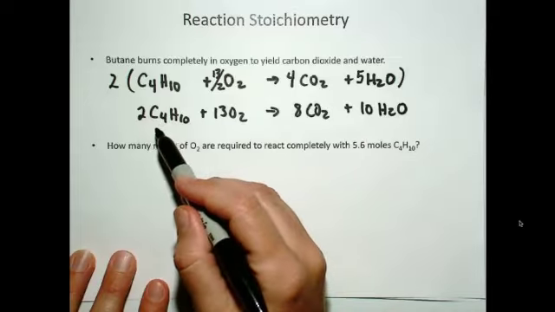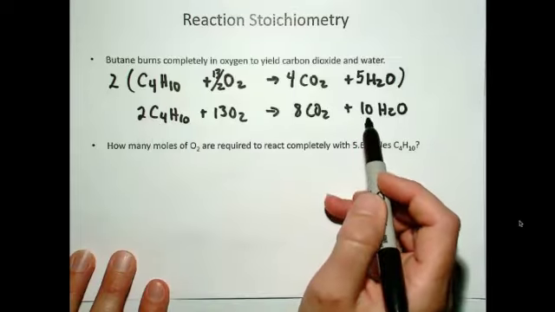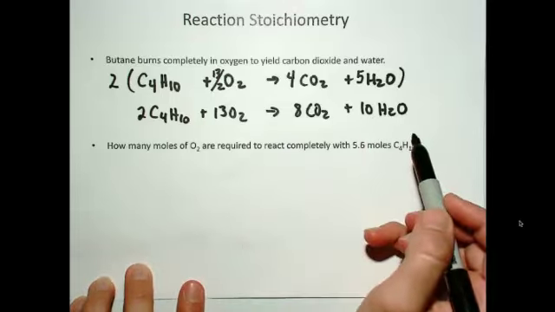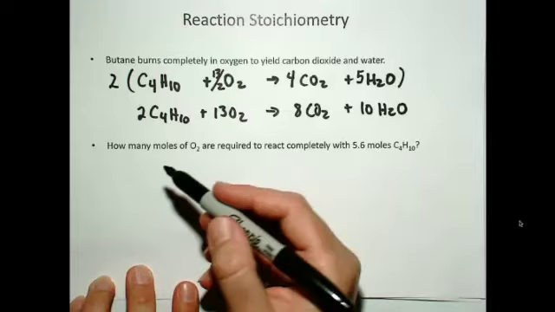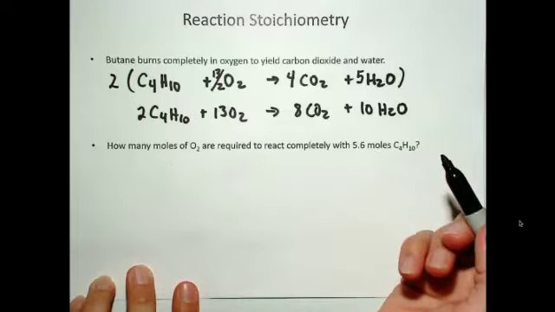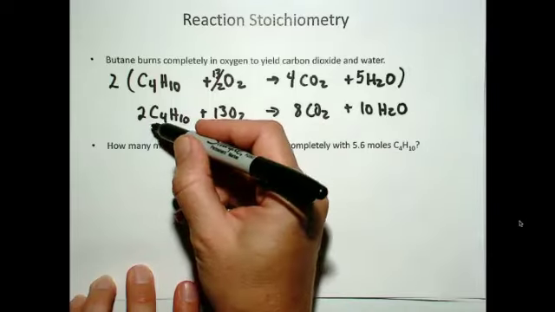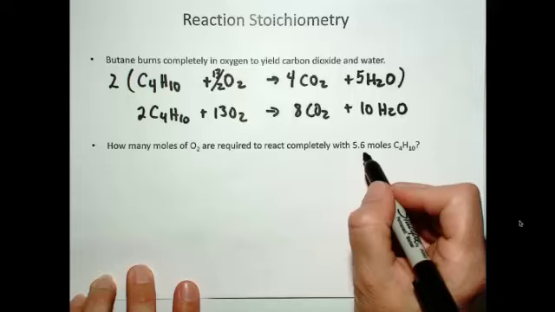Every time I combust 2 moles of butane, I'm going to end up with 10 moles of water. All right, so there's a lot that can be read out of these chemical reactions. For example, how many moles of oxygen are required to react completely with 5.6 moles of butane? So what if instead of having 2 moles of butane, I had 5.6 moles of butane?